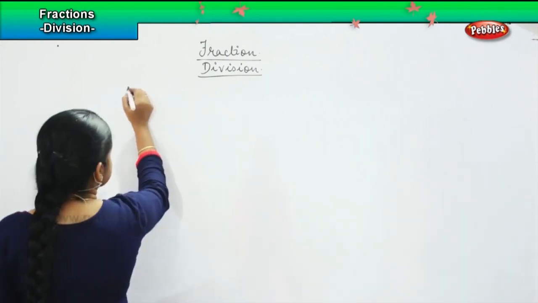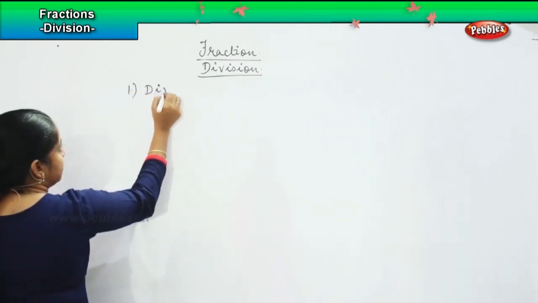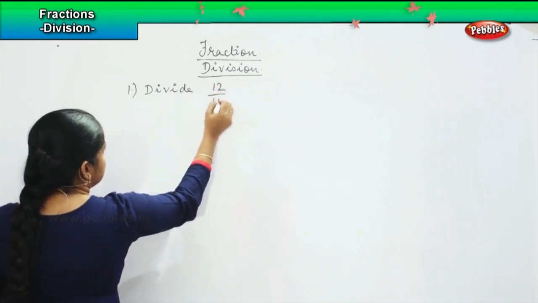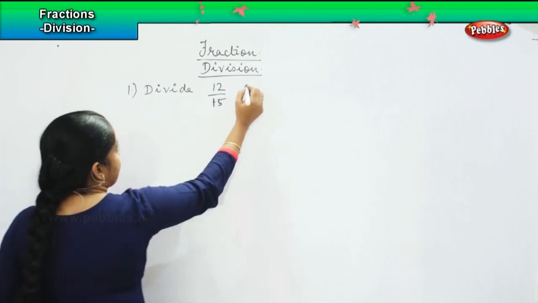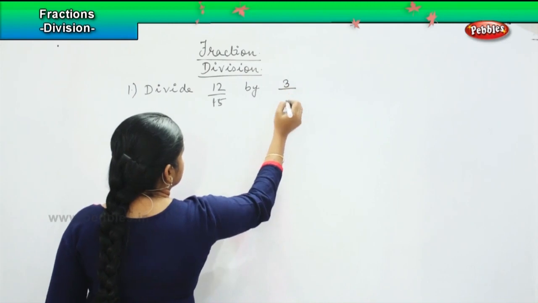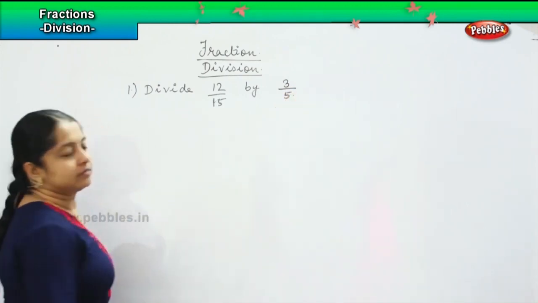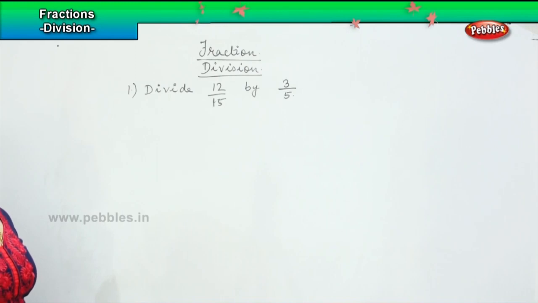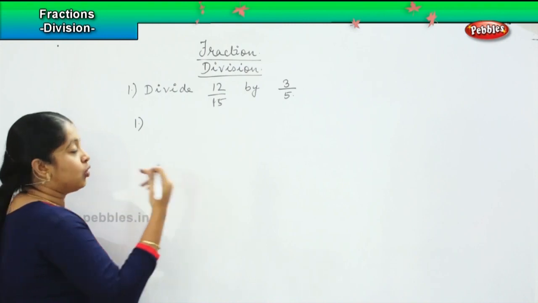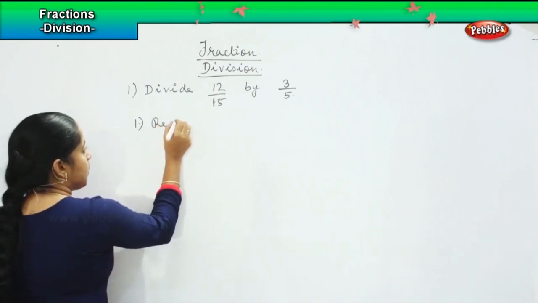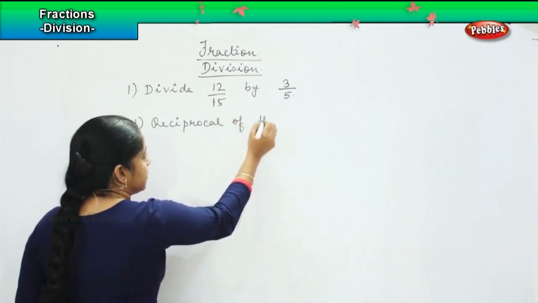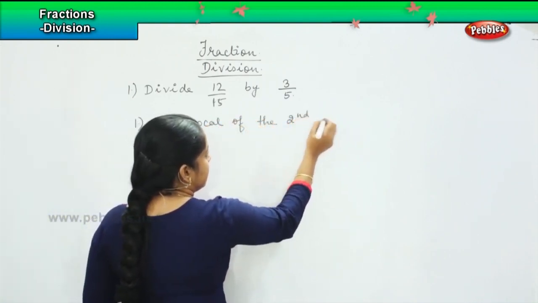For example, if I say divide 12 by 15 by 3 by 5. Okay, if that is my question, then how am I going to solve? The first step is I will be doing the reciprocal of the second value.